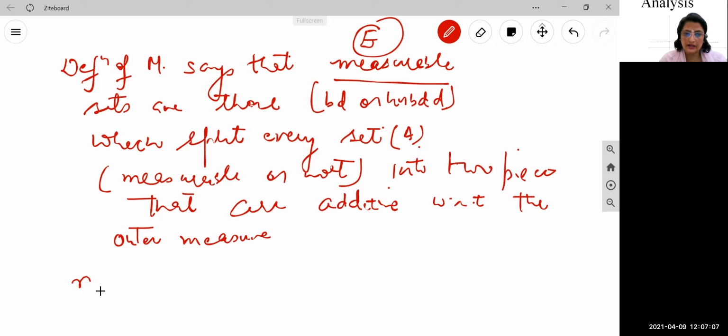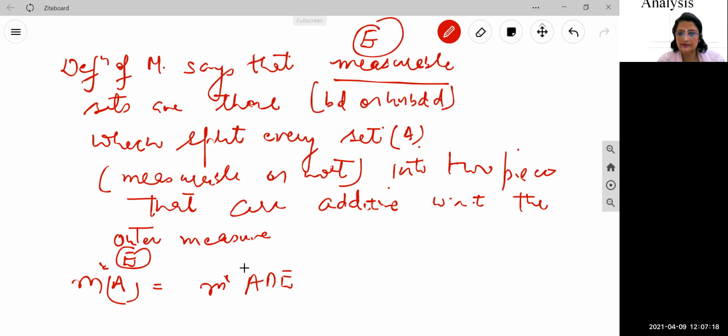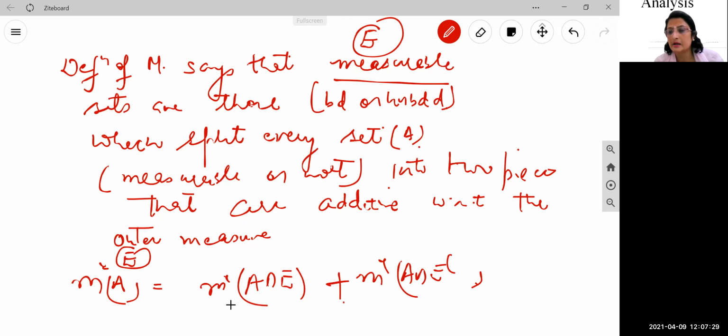so उन्होंने कहा ई मेजरेबल तभी होगा जब एक सेट स्प्लिट हो सकता है into टू पीसेस, इस सेट को स्प्लिट कर दिया दो पीसेस में, ए इंटरसेक्शन ई एंड ए इंटरसेक्शन ई complement, which are additive, means which is equal to the sum of the measures, are additive with respect to the outer measure. So this is all about the definition of a measurable set.